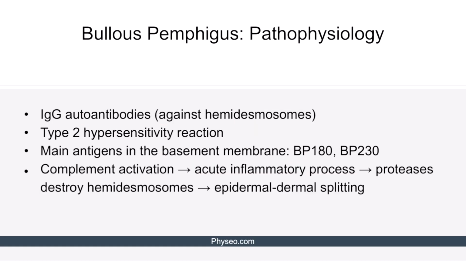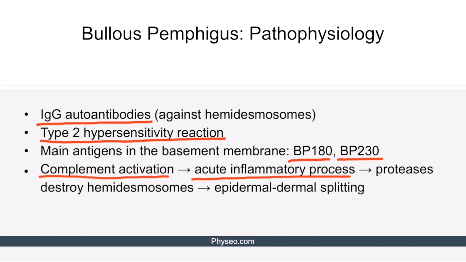Now let's take a minute to understand the pathophysiology behind bullous pemphigoid. You should know that it is an autoimmune process with IgG autoantibodies directed against the hemidesmosomes in the basement membrane, resulting in their destruction. It is considered a type 2 hypersensitivity reaction. More specifically, autoantibodies bind main antigens such as BP180 and BP230 in the basement membrane, triggering an antibody-mediated complement activation. As a result, an acute inflammatory process develops.